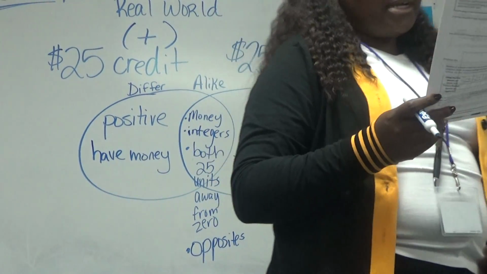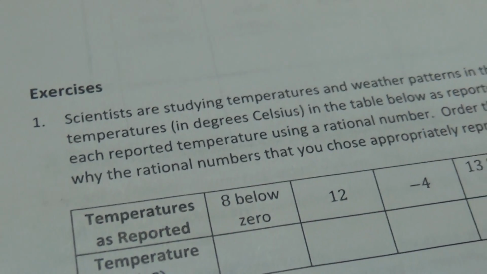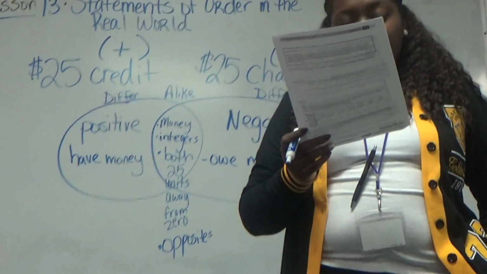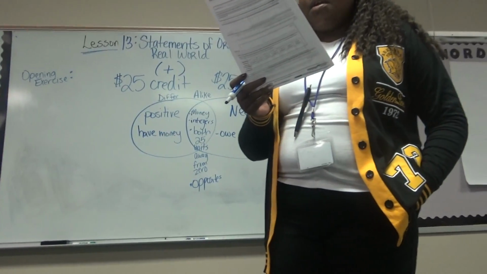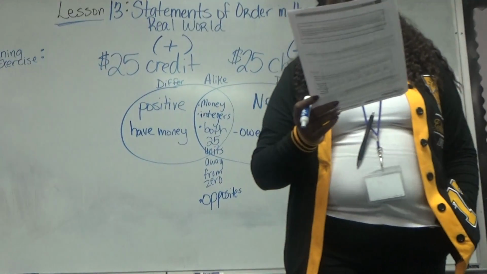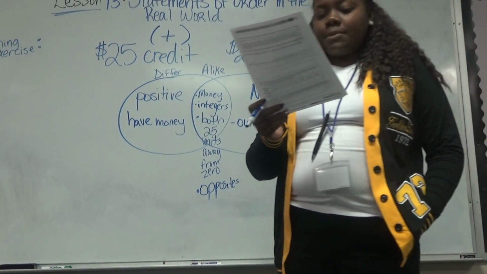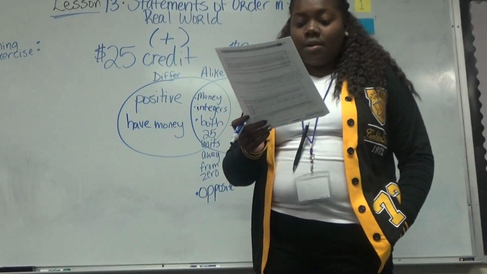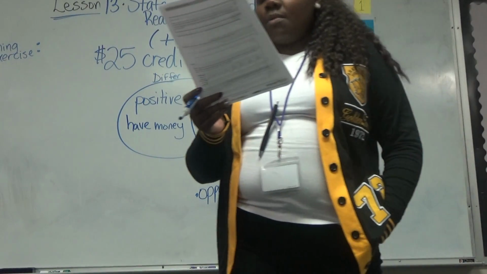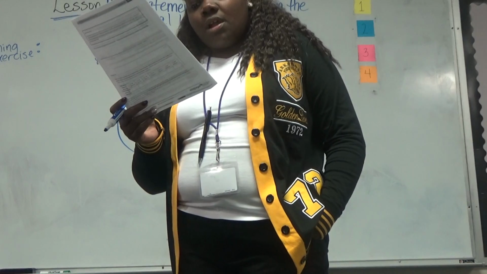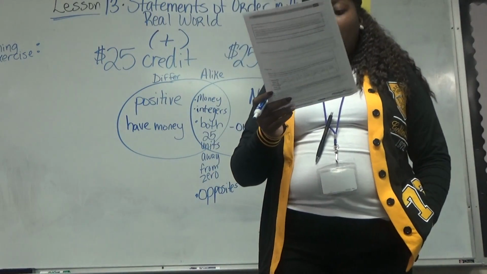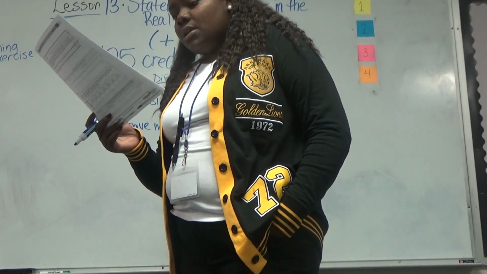Alright, let's go down to exercise 1. Exercise 1 says scientists are studying temperatures and weather patterns in the northern hemisphere. They recorded temperatures in degrees Celsius in the table below as reported in emails from various participants. Represent each reported temperature using a rational number. Order the rational numbers from least to greatest. Explain why the rational numbers that you chose appropriately represent the given temperatures.